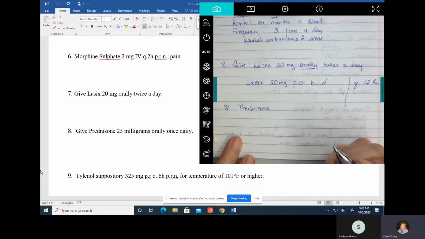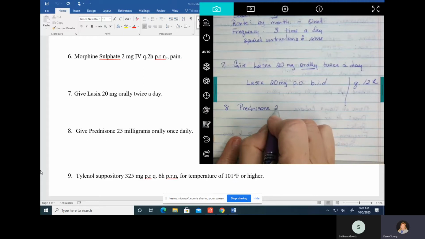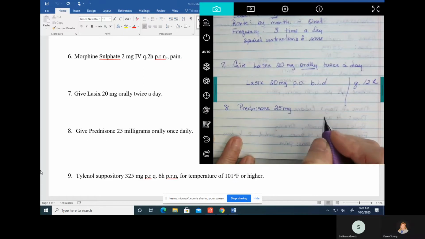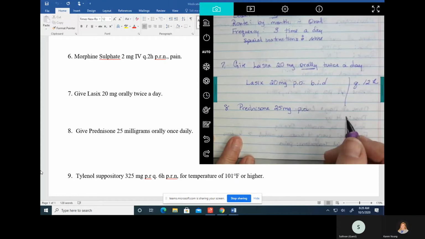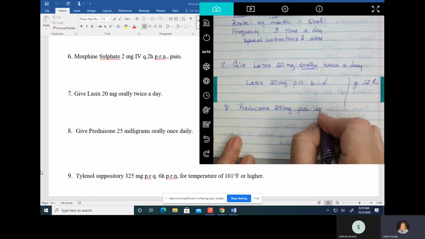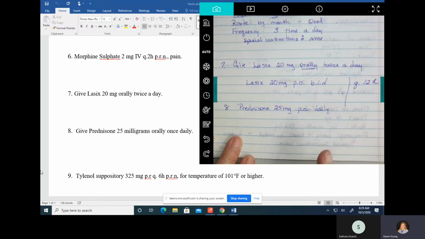And then my dosage, right? What's my dosage on this one? 25 milligrams. And orally, so I would use PO. And then once daily, how can I write that one? I could do every 24 hours. Could I just do daily? I could write just daily. I know there's an abbreviation for daily, and I don't remember what it is, but we could do that. Or you could do every 24 hours.